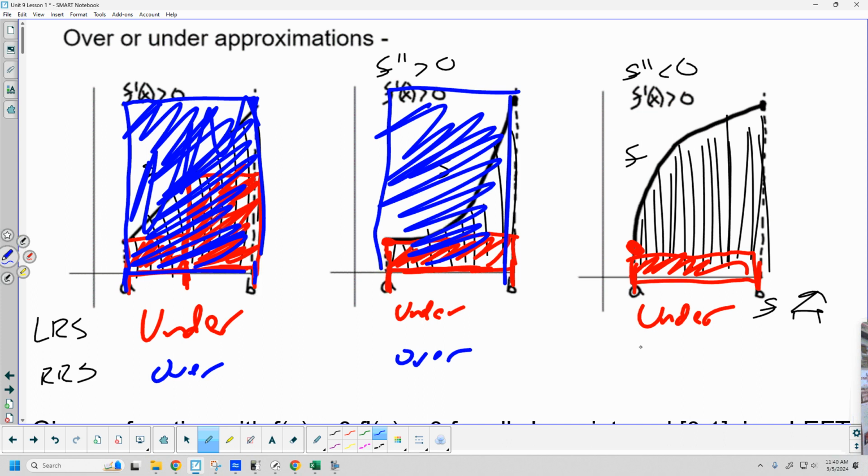What about a trapezoidal Riemann sum? And again, because your function is increasing, we don't care about concavity. On a right Riemann sum, you're using the largest y value because your function is going up. What about a trapezoidal Riemann sum?